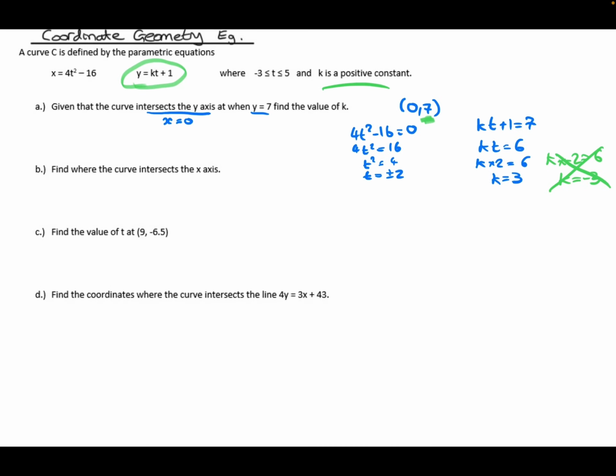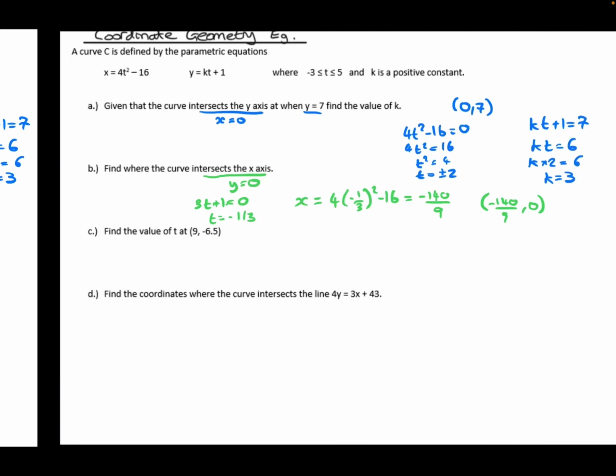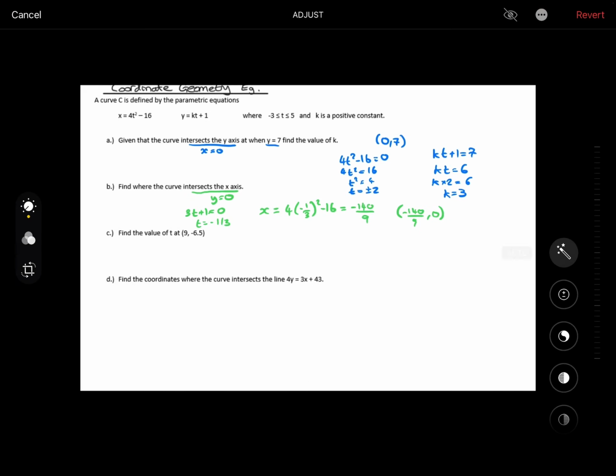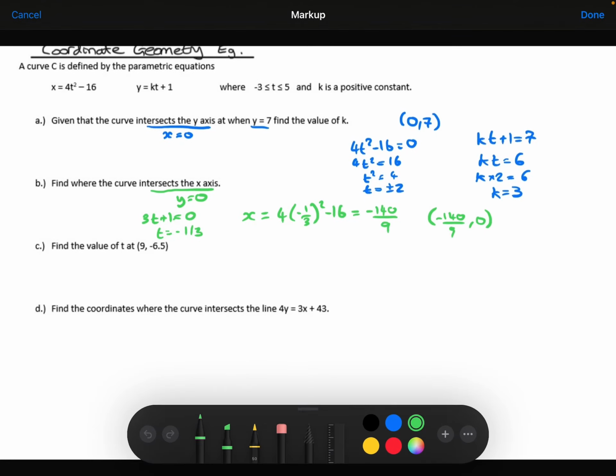Part B, we need to find where the curve intersects the x-axis. So, intersecting the x-axis, that's telling me that the y-coordinate is equal to 0. So I've then taken my y equation, which I now know, because I worked out previously that k was 3. So my y equation is now 3t plus 1. And I've made that equal to 0 to find when the y-coordinate is equal to 0 and where the curve intersects on the x-axis.